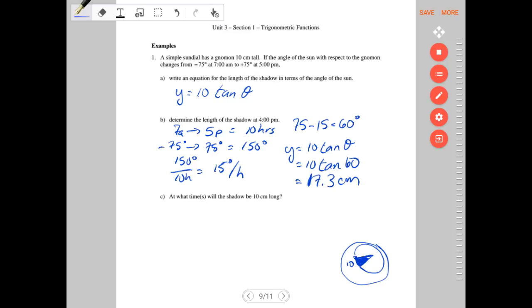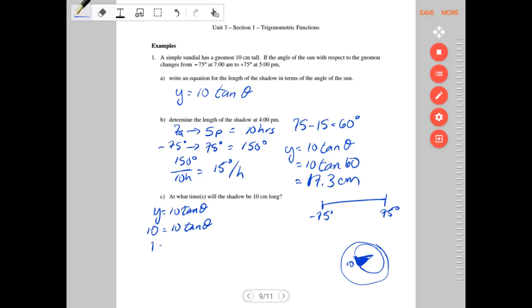Part C, at what times will the shadow be 10 centimeters long? So here we have negative 75 degrees to positive 75 degrees. And so we're going to figure out what time it's going to be, so I need to figure out what angle would make that, and then go from there based on our 15-degree markers. So y equals 10 tan theta. So if y is 10, then that would be equal to 10 tan theta.